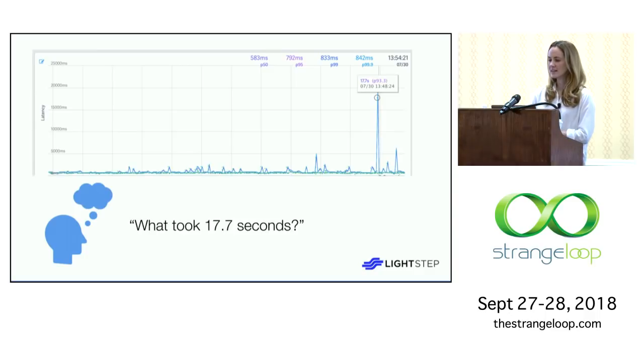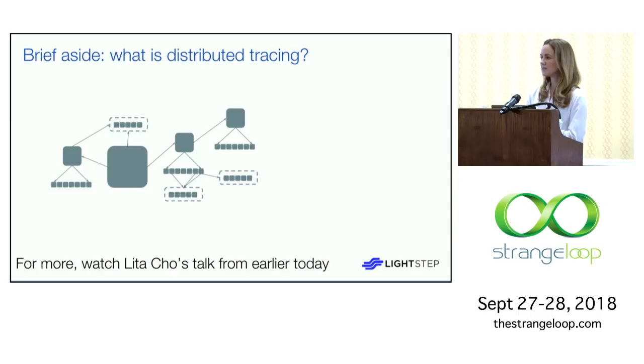So the next thing I started asking is, okay, I have this example of something that took 17 seconds. Can I look at that one example and understand what about it took so long? So let me take a brief diversion to talk about what distributed tracing is.